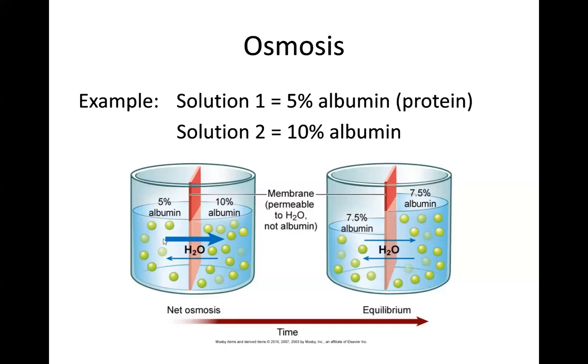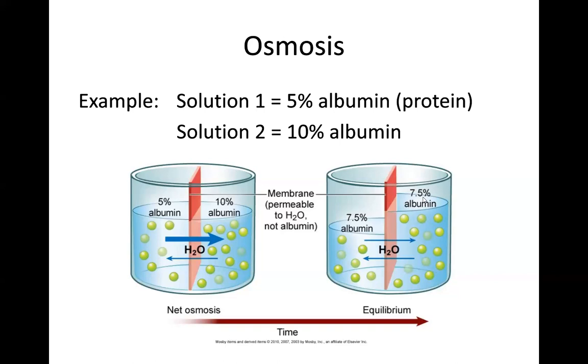And osmosis goes from high to low. That's why you see the big blue arrow, much more than the arrow going the other way. So more water moves this direction versus this direction, which is why solution 1's volume drops and solution 2's volume goes up. And what we're left with, as a result of the experiment, is equilibrium, where both solutions now have the same amount of solutes, 7.5% and 7.5%.